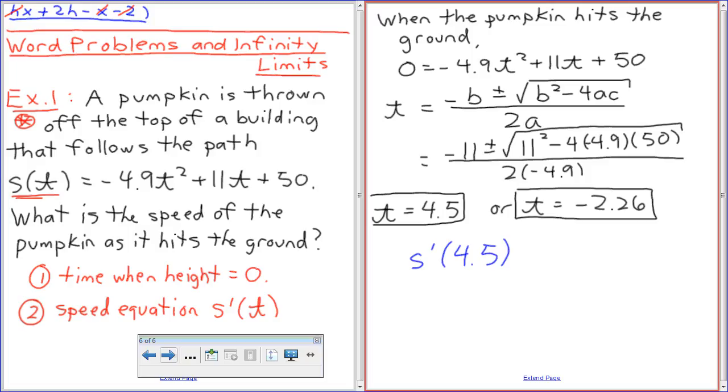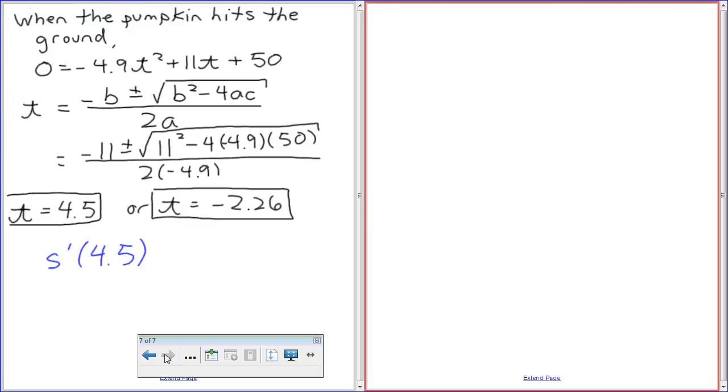First thing we need, however, Emma, is s prime. Can you give me the limit statement, please? s prime of t equals. I can't really hear you, but I hope you're saying this. Yes, I hope that's what you said.